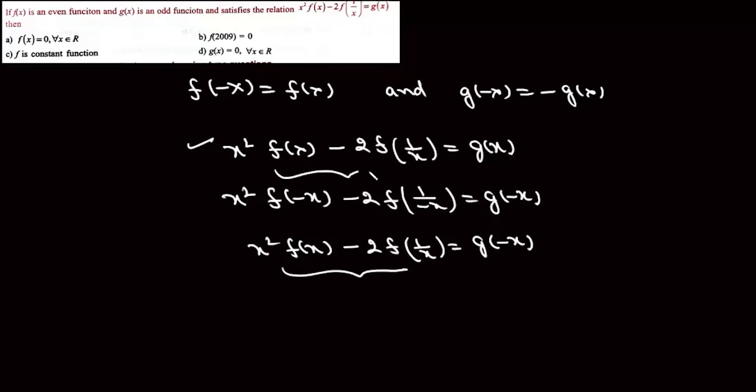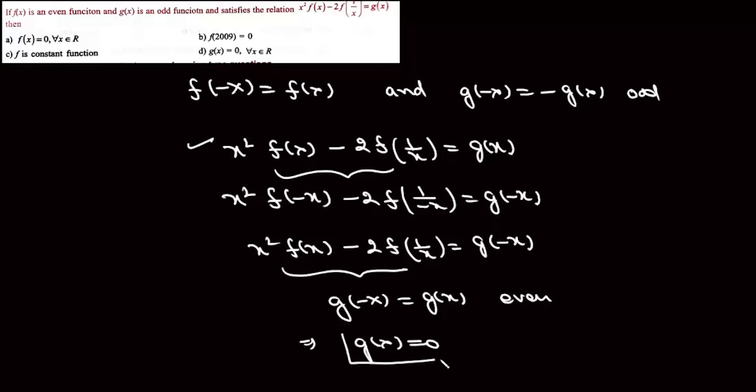Now both these left hand sides are the same. So from here we can write g(minus x) equals g(x). So g(x) is an odd function and it's also an even function. So that means this can only be true when g(x) is 0. So g(x) is identically 0. So it's a constant function whose value is 0. So that means your option D is correct.